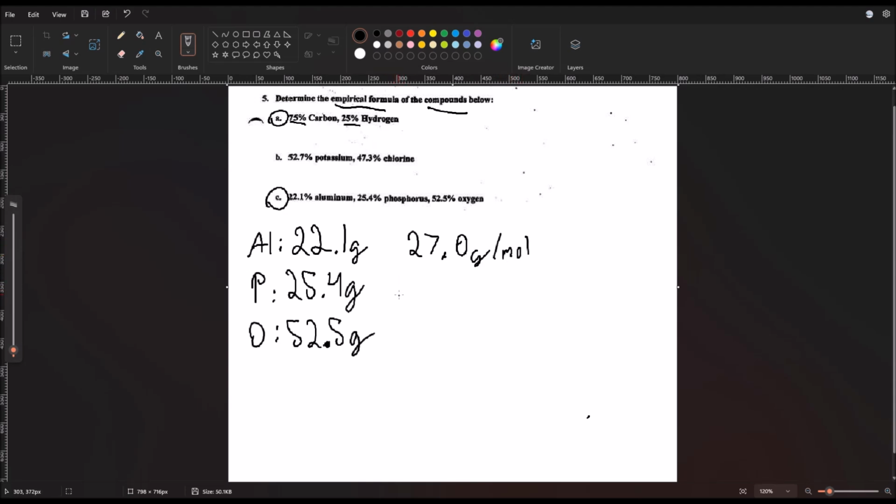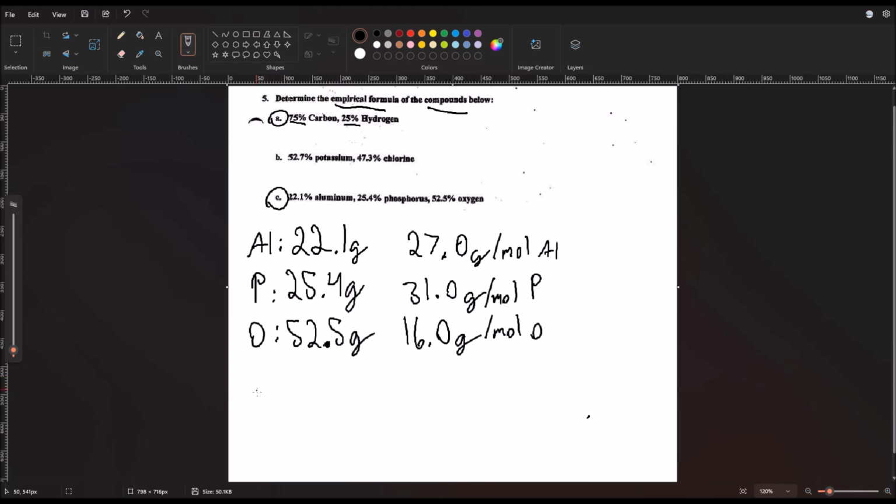And then for phosphorus, it's pretty much the same, because on my periodic table it's 30.97, so we're just going to round that to 31.0 grams per mole of phosphorus. And then oxygen, you probably know it by heart. If not, that's alright. It's going to be 16 grams per mole of oxygen. Alright, so now that we know that, we're just going to divide each element by its corresponding molar mass.